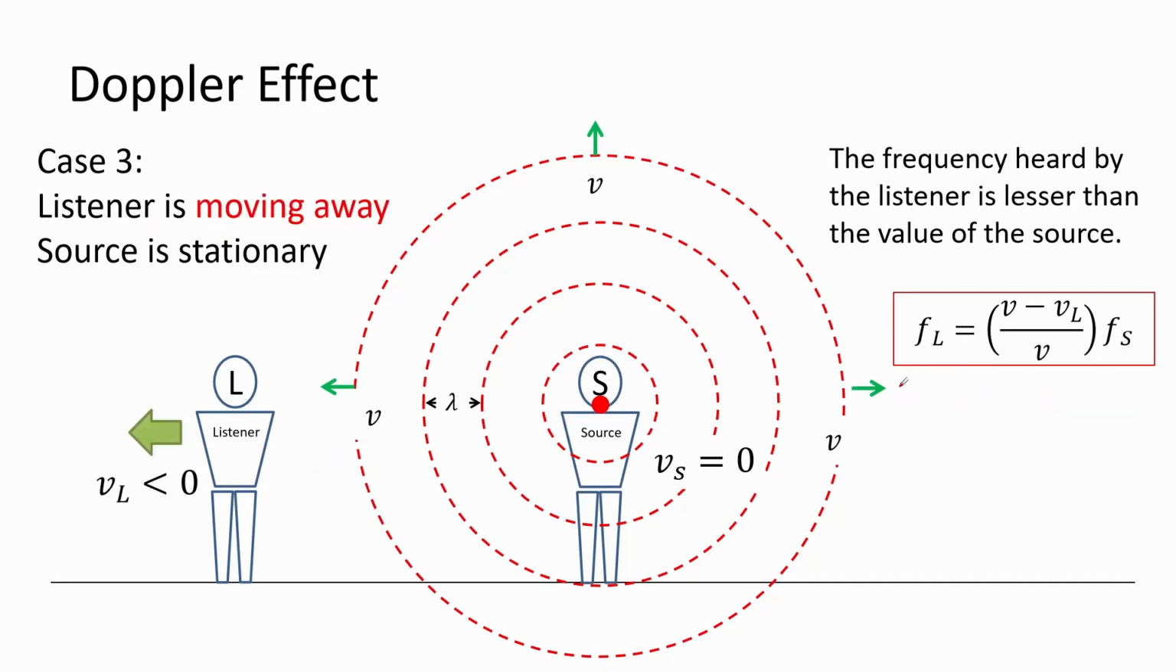Here we have a scenario where the source is stationary but the listener is moving away from the source. Logically, we expect that the sound heard would be lesser. The formulation for the frequency heard by the listener is given as the ratio of the speed of sound in air minus the speed of the listener over the speed of sound in air, times the frequency of the source. So, we see that the ratio factor would result in a value less than 1 and would result in a frequency lesser than the source.